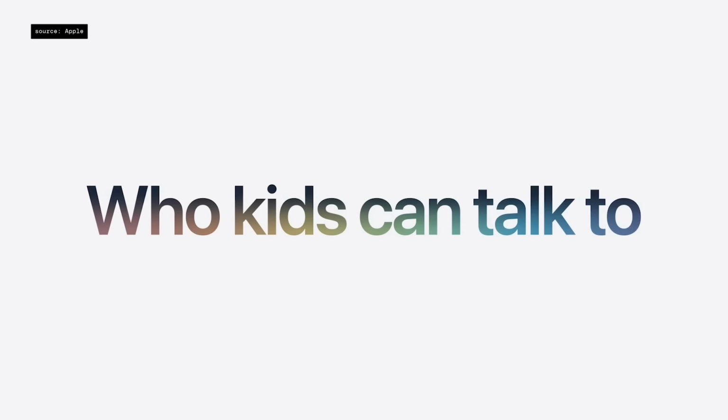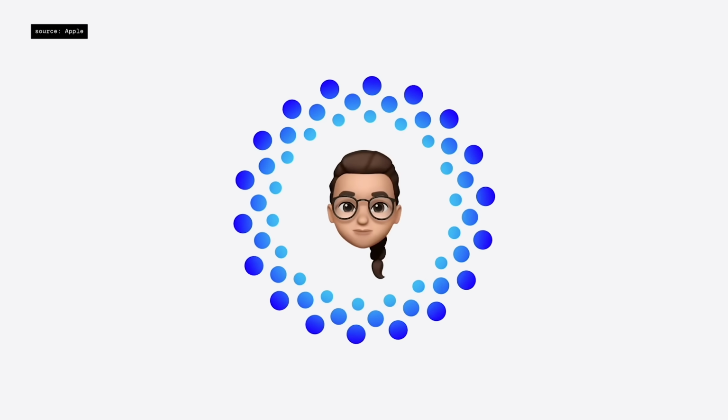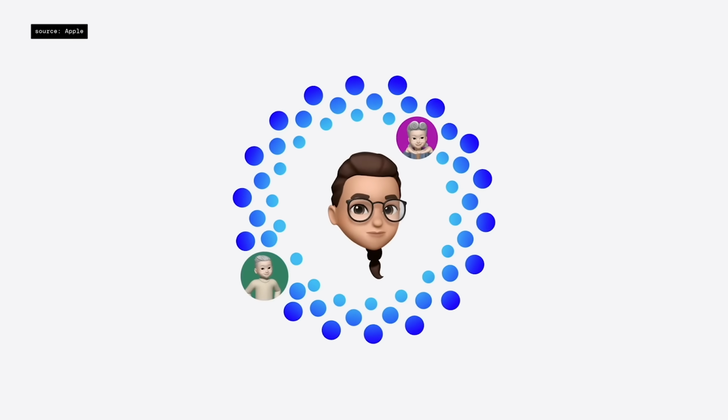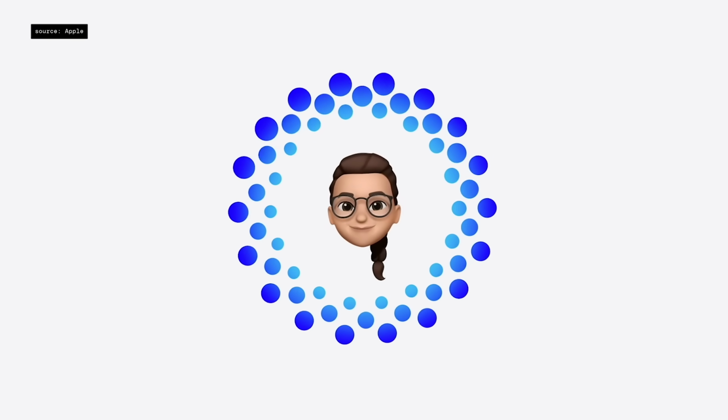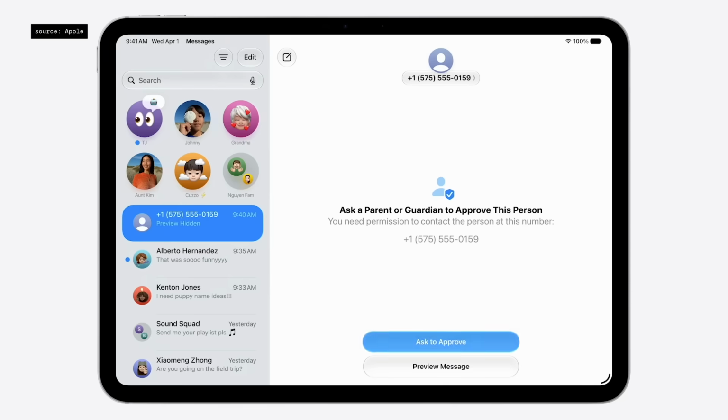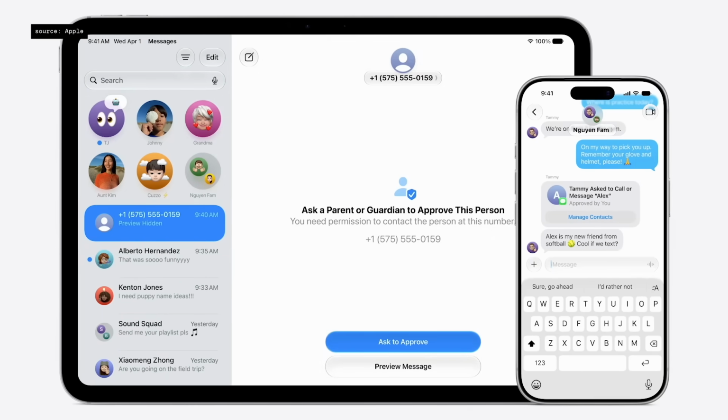How about who kids can talk to? You can start off with just the immediate family, add grandparents, and as kids grow, they want to connect with new people. Just like with apps, parents can have their kids ask for permission before connecting with anyone new.